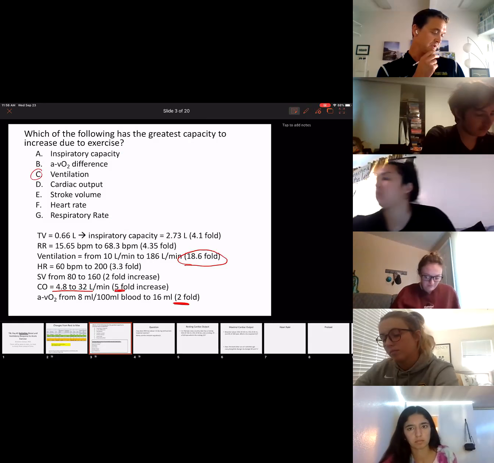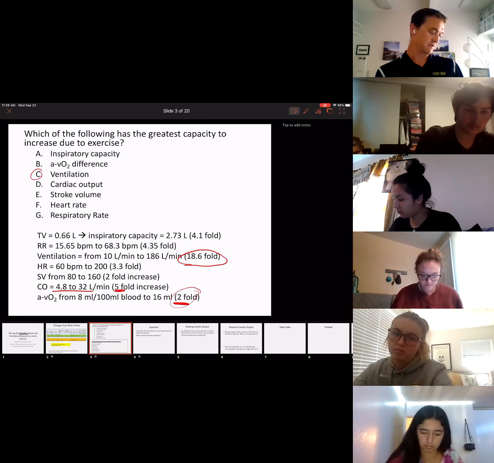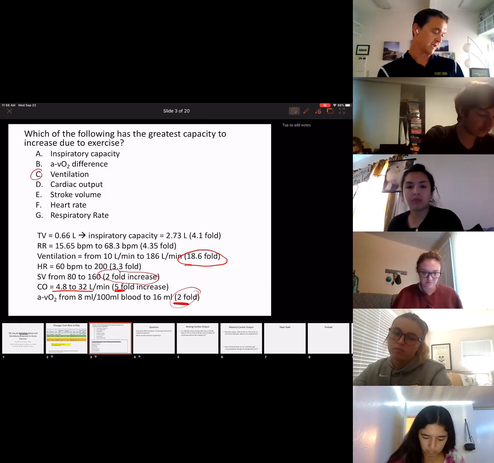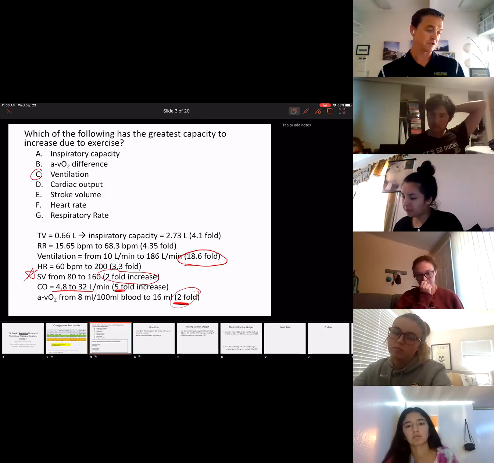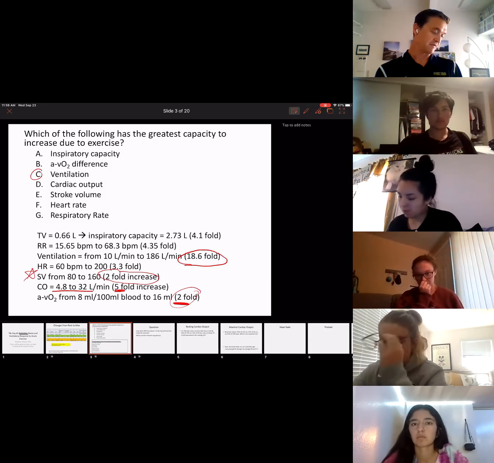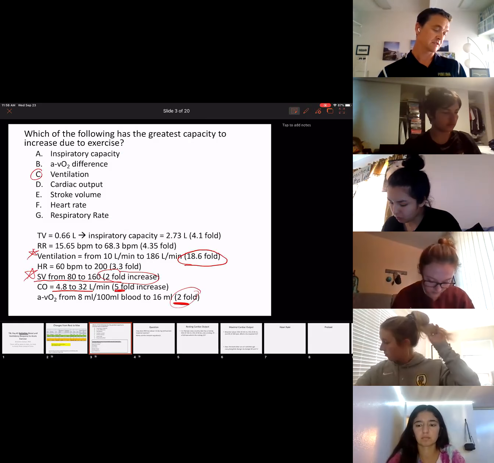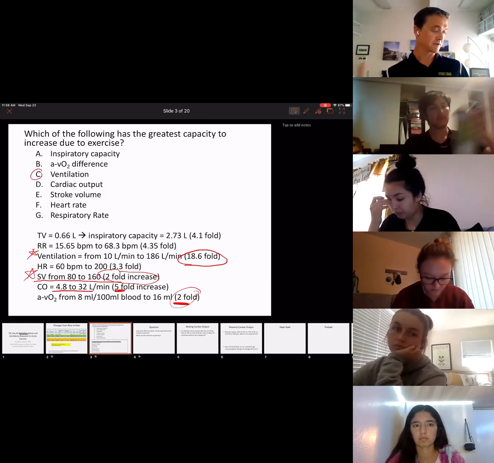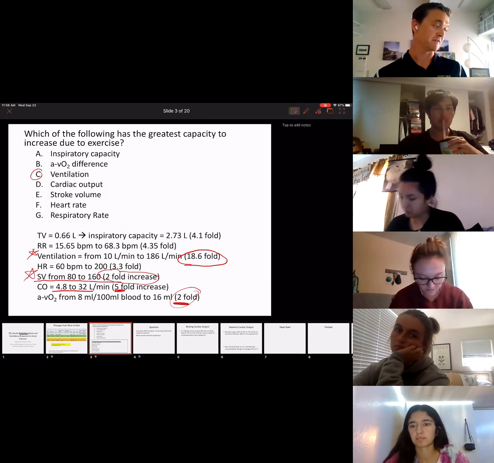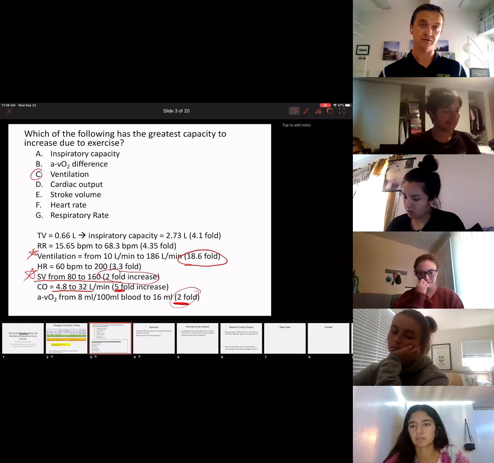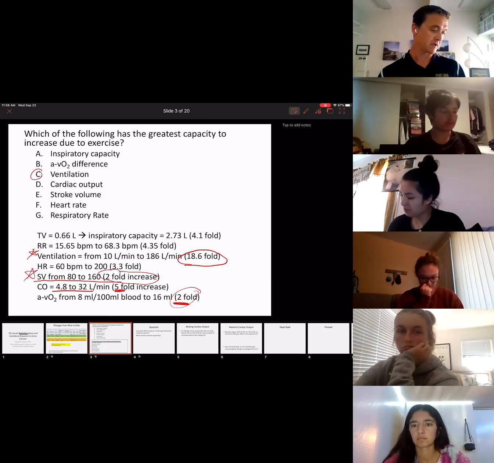But which one would be one of the lowest ones here? We got 2, right? We got AVO2 difference of 2-fold, and we got stroke volume of 2-fold, okay? So typically our number one limiter of VO2 max is stroke volume, okay? And so it just works out this way that when you do these calculations, you'll find that stroke volume is typically the smallest increase from rest to max. Ventilation is the greatest, and ventilation is almost never our limiter. Stroke volume is typically the limiter of VO2 max. Okay, so if you want to have a high VO2 max, you got to have a big, powerful heart which produces a lot of stroke volume. Okay, so we'll leave it there for that one.